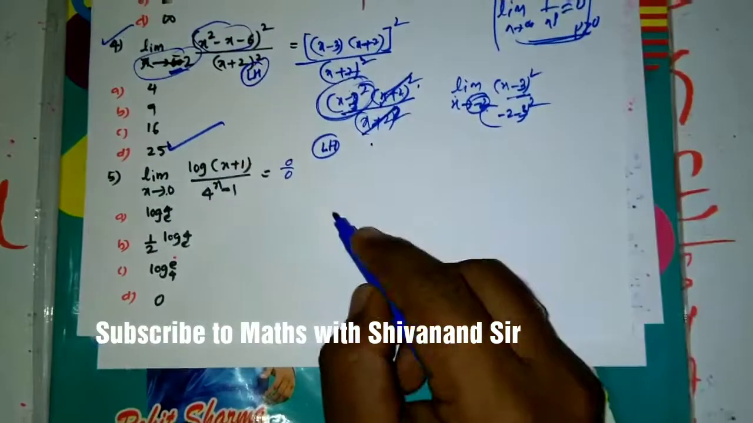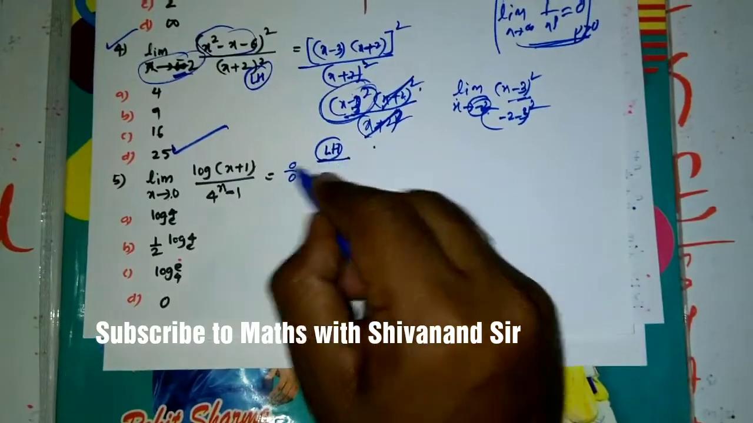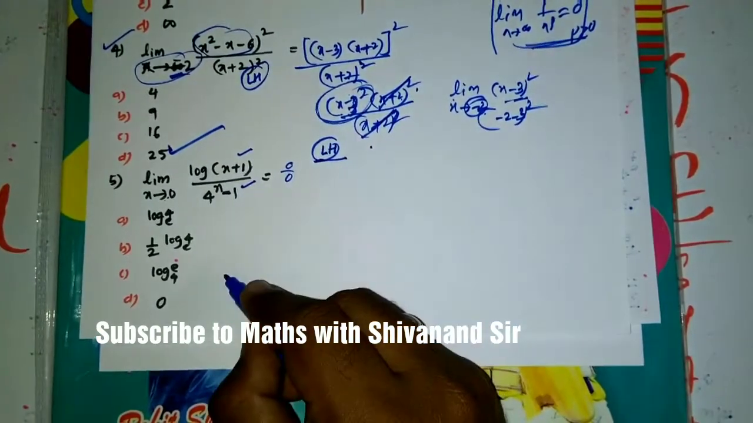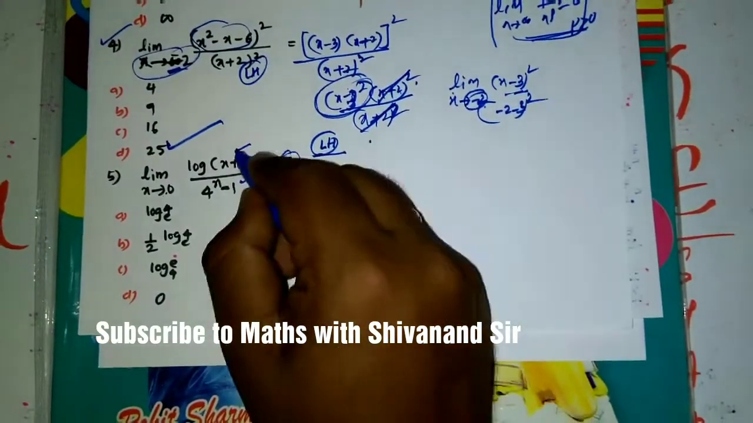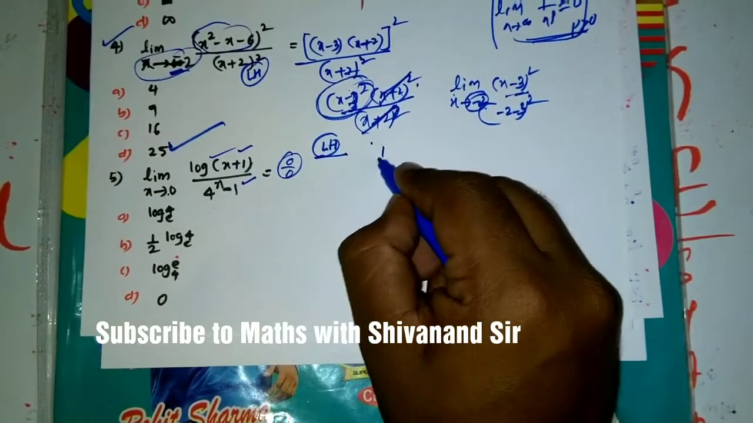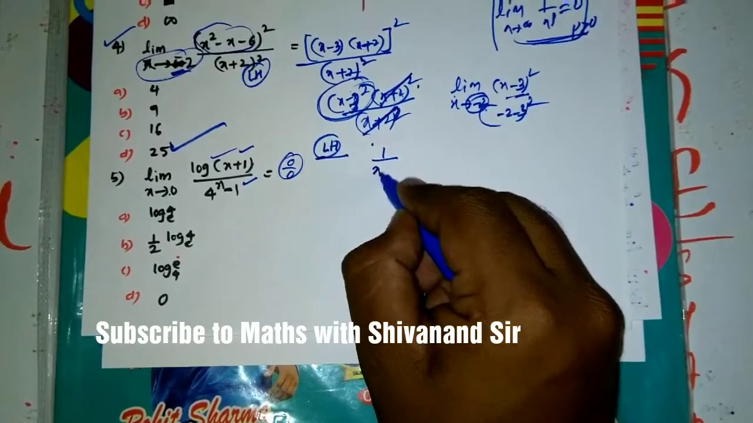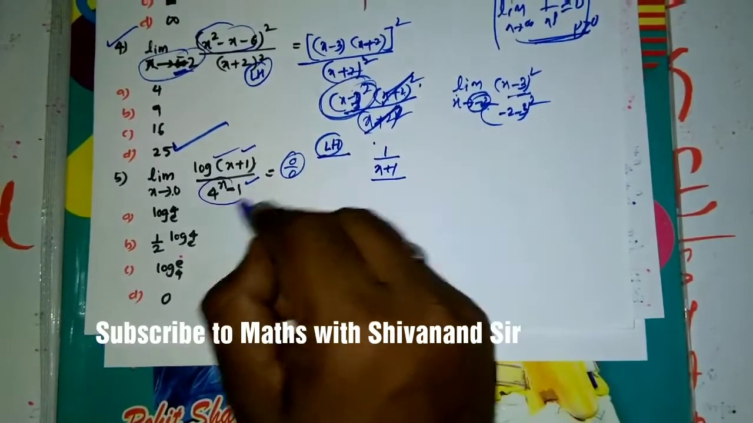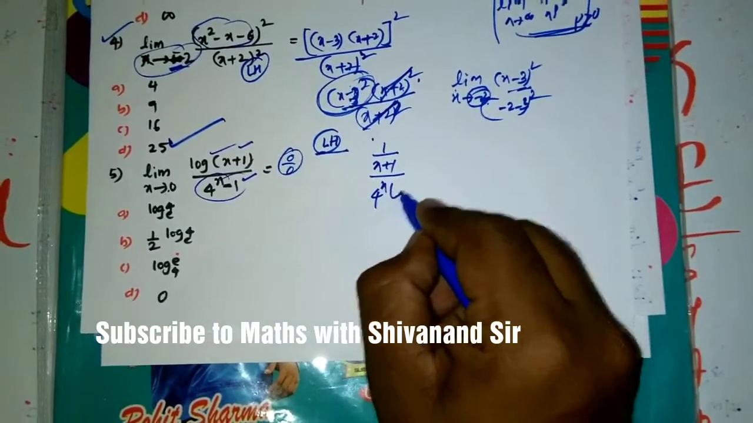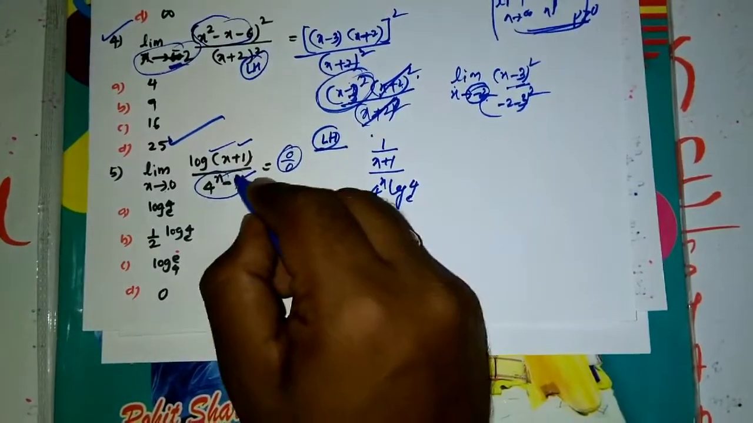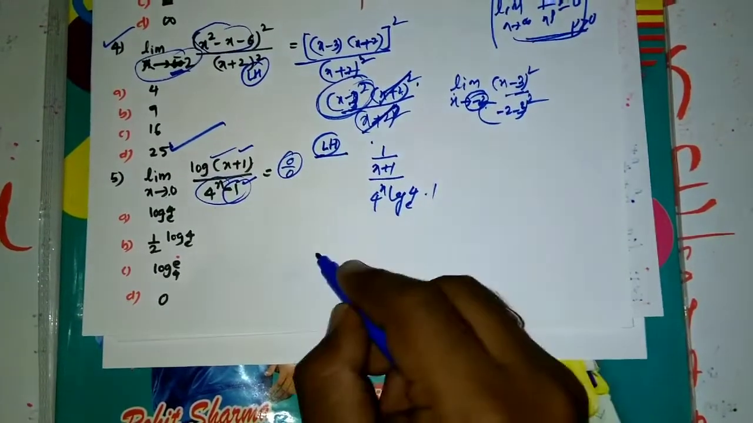So what L'Hospital rule says is: differentiate the numerator and denominator separately until you avoid the 0 by 0 form. Differentiate the numerator, log of (x plus 1). The derivative of log x is 1 divided by x plus 1. Here the derivative of 4 raised to x is 4 raised to x into log 4 to the base e. The derivative of 1 is 0. Now you apply the limit here.